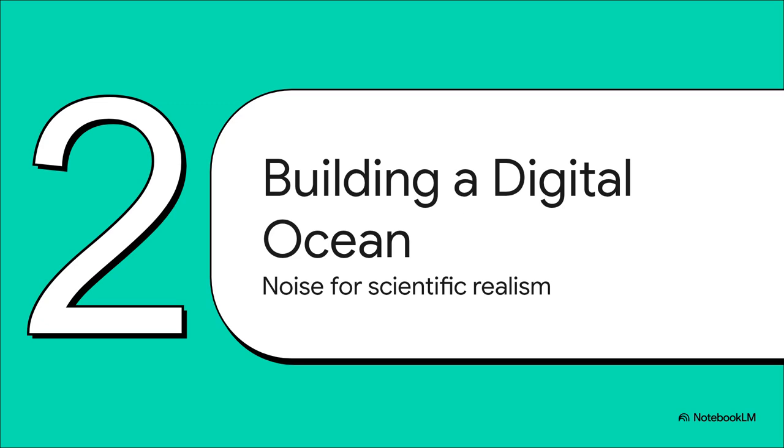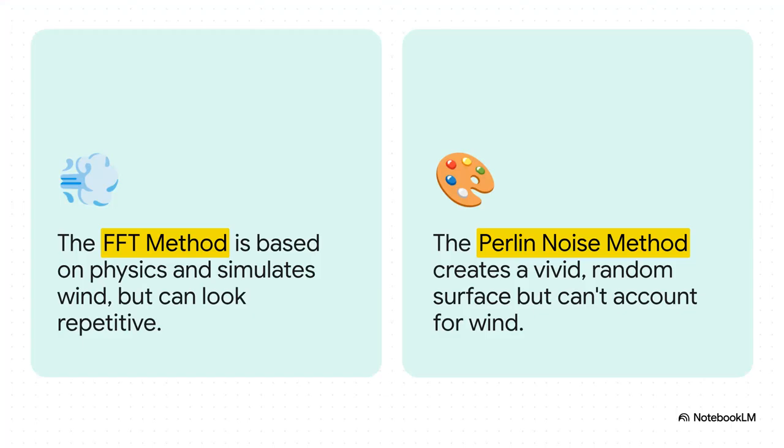First up, we're going to look at a scientific application, how researchers use this exact technique to create a physically accurate, totally realistic digital ocean. So, if you want to make a digital ocean, there are really two main ways to go about it. On one hand, you've got the FFT method. This one is based on real physics, so it's great at simulating things like wind. The problem, as the research points out, it can start to look really repetitive.